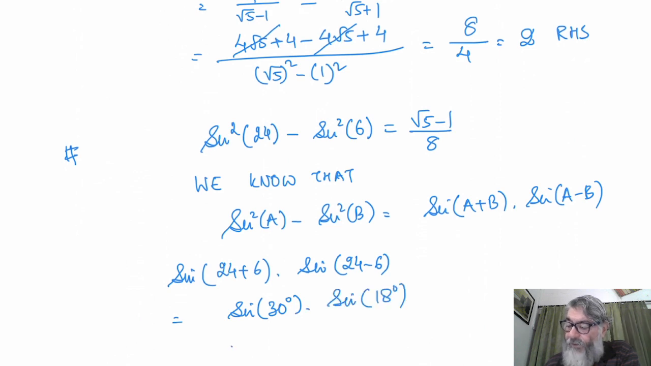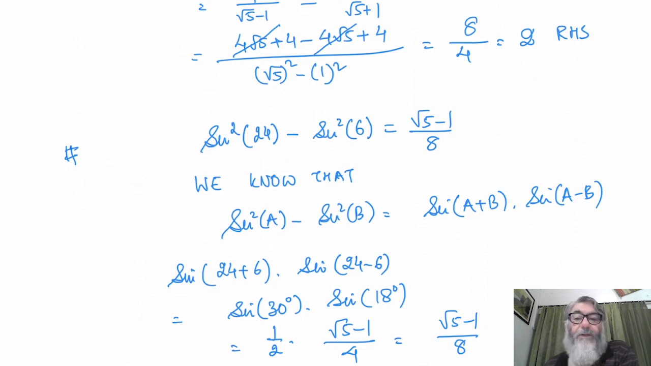Sine 30 is 1 upon 2 root 5 minus 1 upon 4. So it will come root 5 minus 1 upon 8, which is right hand side. Okay, so basically these questions are done to revise your angles like sine 36, sine 18, cos 18, 36, 54, 72. Those angles which we have done.